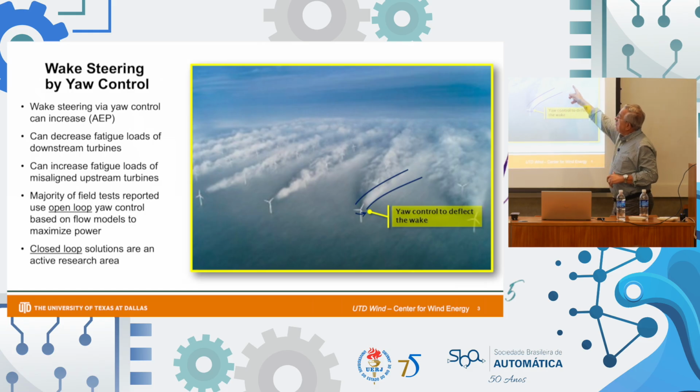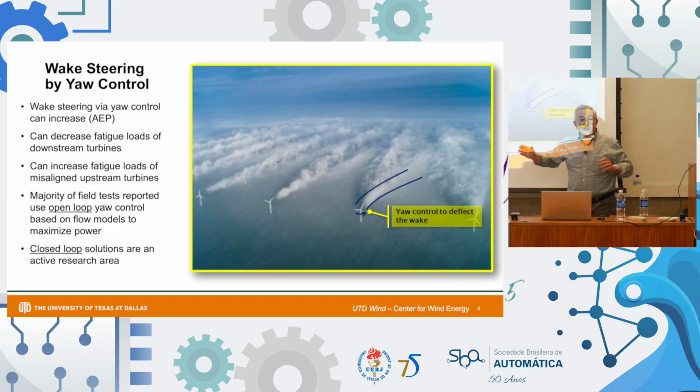And it may impinge on some of these, but their effect is not as significant. So basically, those bullets summarize what happens when you do wake steering. You can decrease the fatigue loads downstream, but you may increase fatigue loads upstream because now the first row is no longer facing the wind, but is in this position, and that means that the rotor, the blades are seeing a non-uniform wind as well.